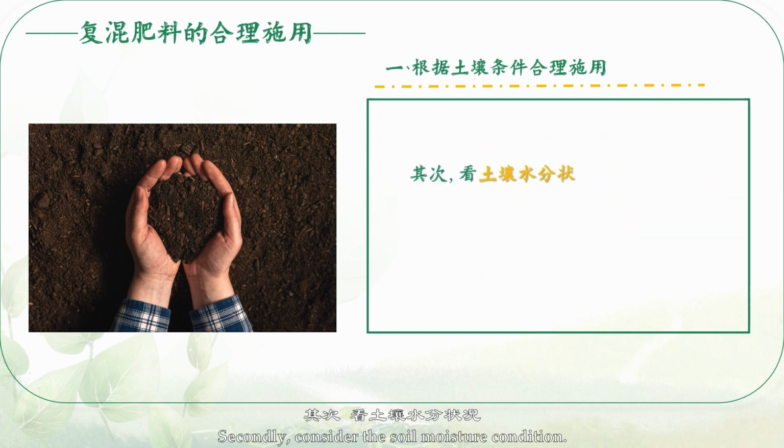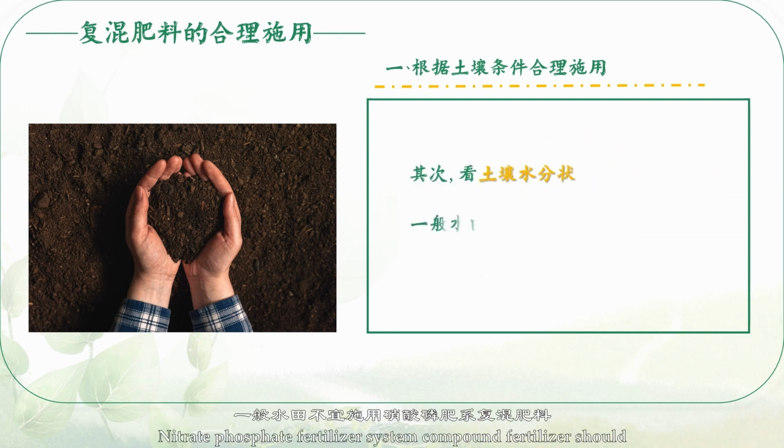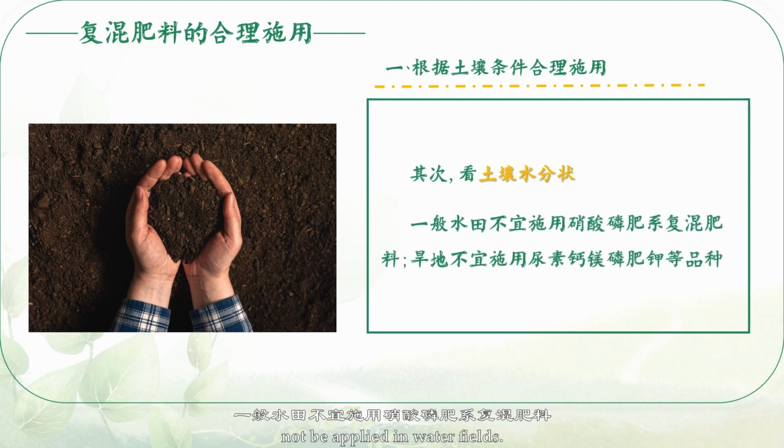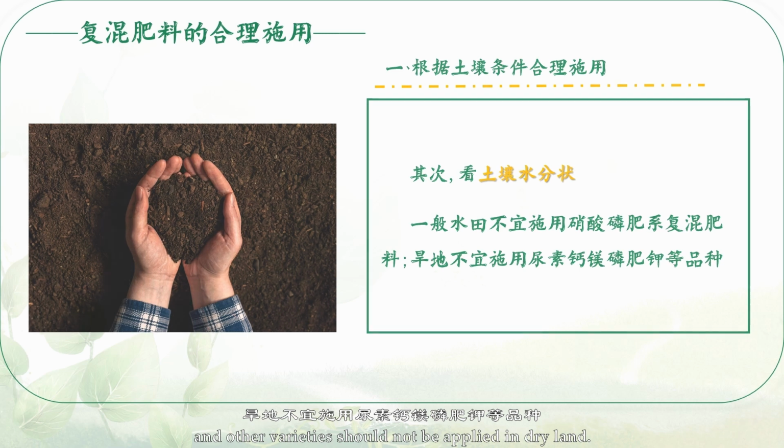Secondly, consider the soil moisture condition. Nitrate-phosphate fertilizer system compound fertilizer should not be applied in water fields. Calcium, magnesium, phosphate, potassium, and other varieties should not be applied in dry land.